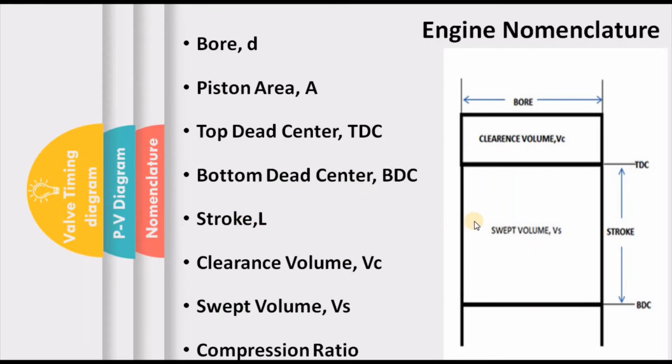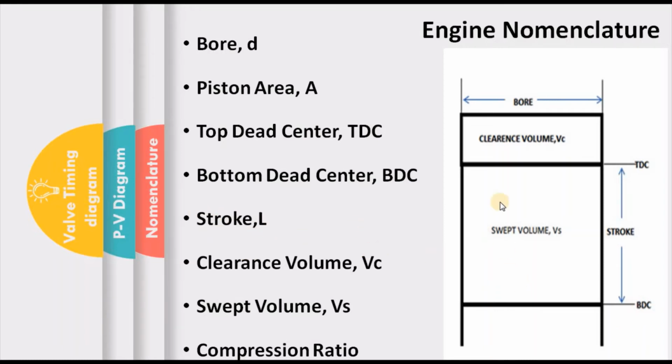The next term is stroke length. It is the nominal distance the piston travels between the two dead centers, that is TDC and BDC. So the distance swept is what we call the stroke length. The distance moved between the two dead centers we call the stroke length.